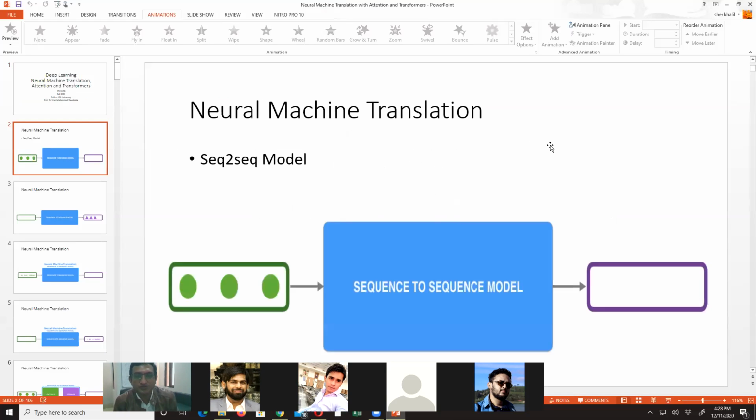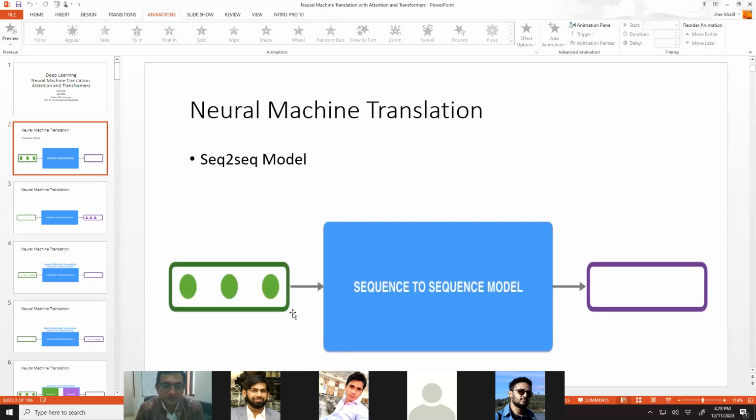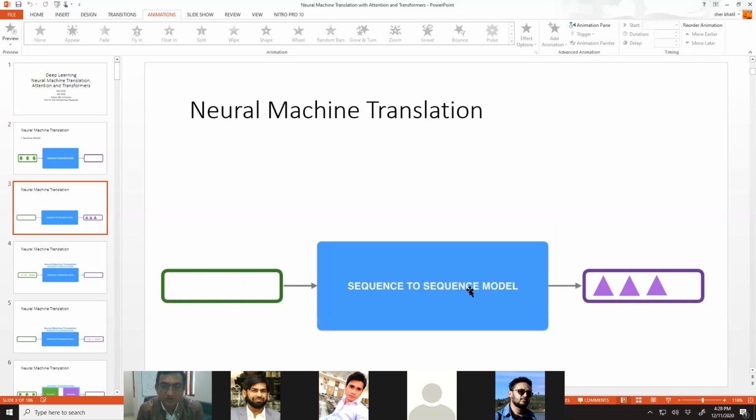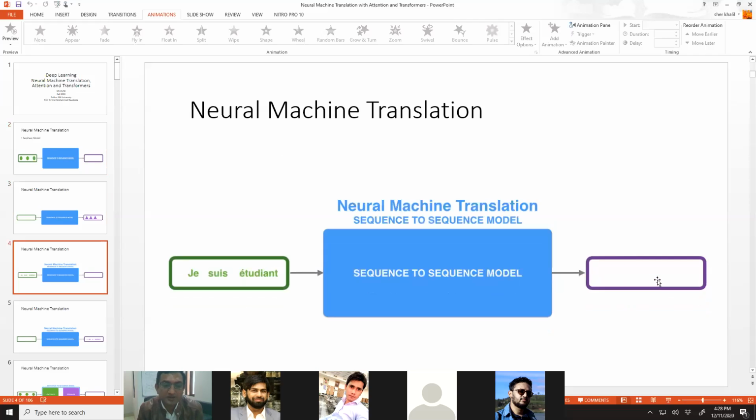So this is neural machine translation. Before understanding transformer and attention, let's understand neural machine translation. Neural machine translation is just the conversion of one sequence into another sequence. So say for example, this is the sequence. We will have a model which will convert it into another sequence, right? So say for example, this input of circles has been converted into output of triangles, right?